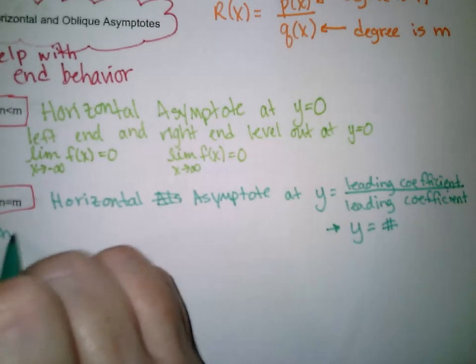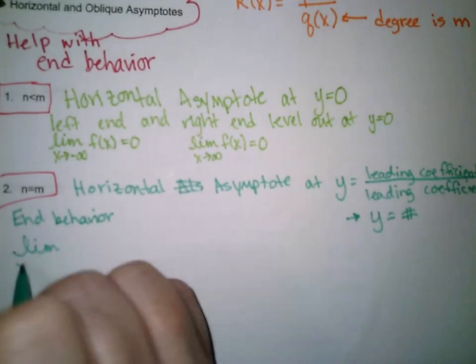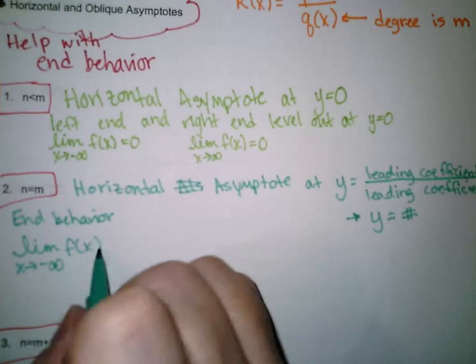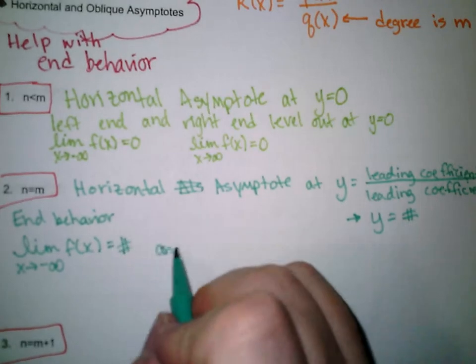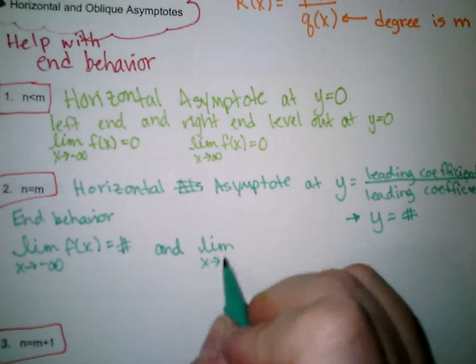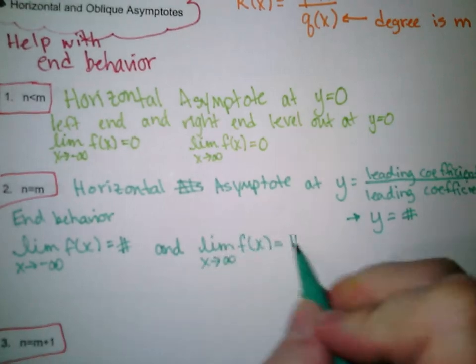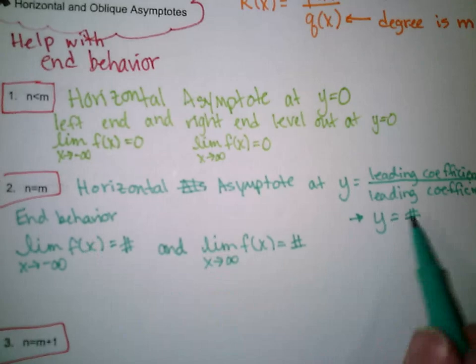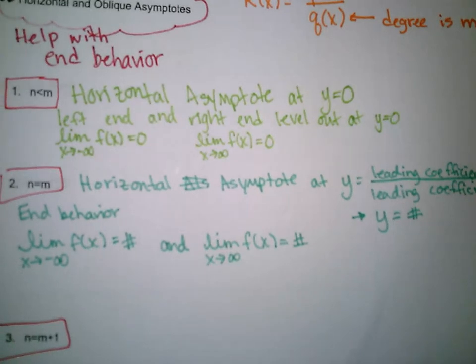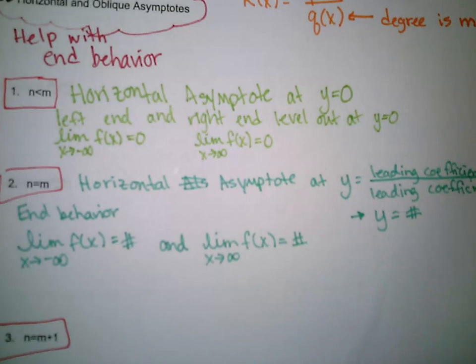So then the end behavior, when you have a horizontal asymptote like that, is going to be that the left end, so the limit as x approaches negative infinity of our function, is going to equal that number that we got, and the limit as x approaches infinity of that function also equals that same number. So instead of leveling out at y equals 0 on the ends, these ones level out at y equals whatever that number is. So it's kind of like a vine, it does some whatever stuff in the middle, but at its ends, it's going to kind of follow along the horizontal line, y equals 0 in this case, and y equals that ratio in this case here.